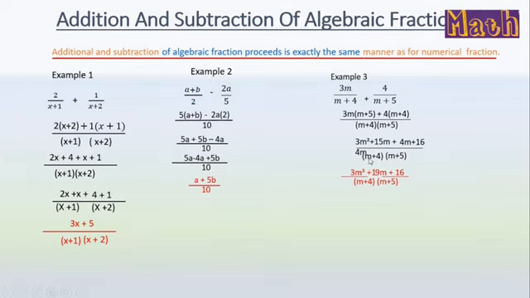With the same rules, I have 3m squared plus 15m plus 4m plus 16, all divided by the least common multiple. Now, I'll group like terms. I have 15m plus 4m, that gives me 19m. Then I have 3m squared, which has no like term, then I have my 16, divided by the least common multiple. Let's take the next example.